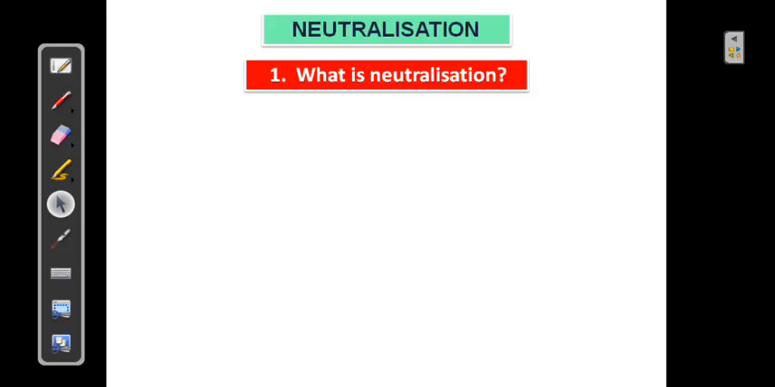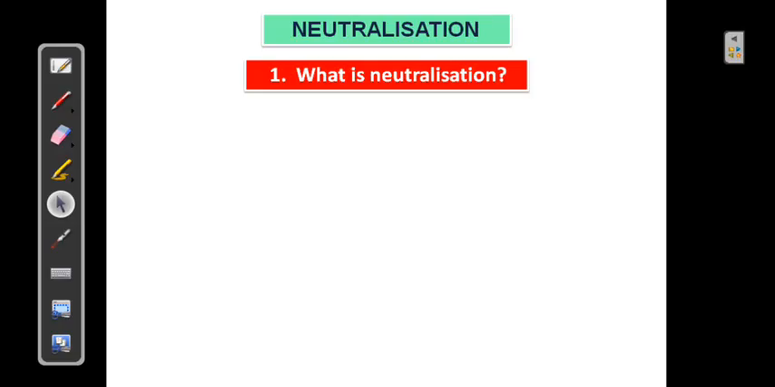So now, what is neutralization? The word is from the word neutral, and then -sation, making it neutral. That's what it is. So neutral is to change things from one state to a more ideal, stable state. So that is what neutralization is about.